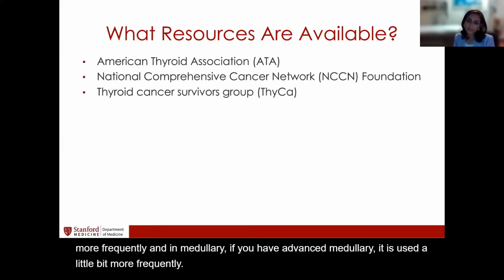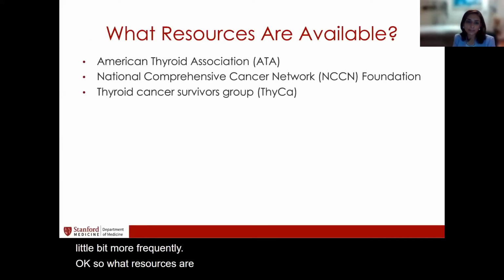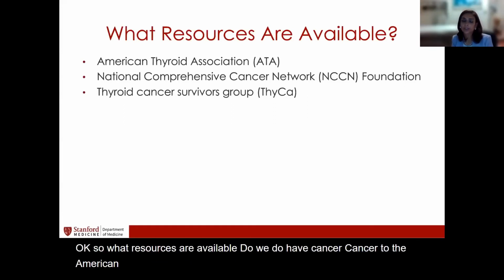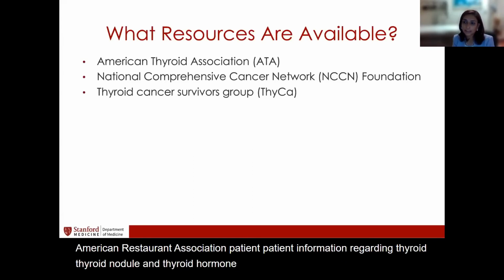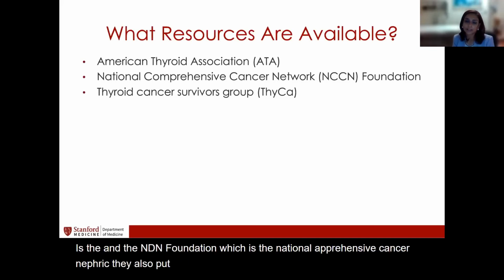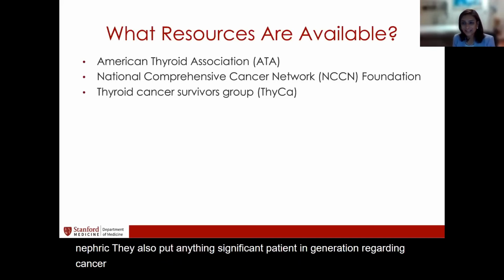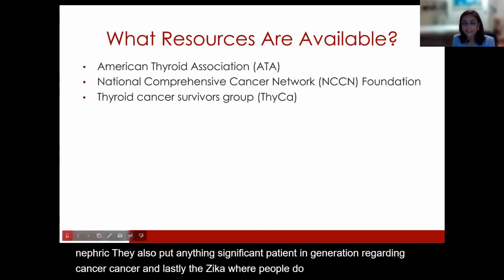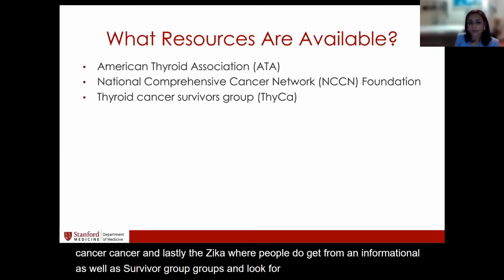Okay, so what resources are available if you do have thyroid cancer? The American Thyroid Association puts out patient information regarding thyroid nodules, thyroid hormone replacement, and thyroid cancer treatment. There is the NCCN Foundation, which is the National Comprehensive Cancer Network. They also put out significant patient information regarding thyroid cancer. And lastly, this group, ThyCa, where the majority of people get patient information, as well as survivorship groups and local support for having thyroid cancer.